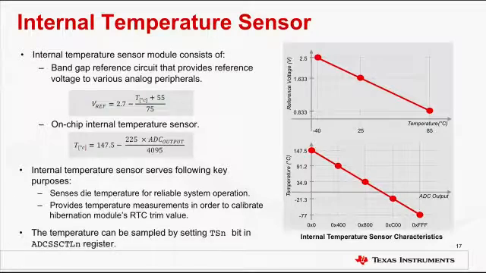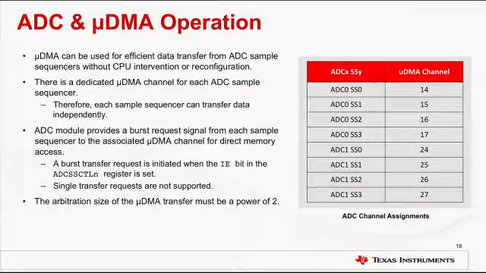The relation between the reference voltage and the die temperature is mathematically expressed by the first equation shown on the screen. In most applications, the internal temperature sensor can be used to provide a rough estimation of the die temperature. The relation between the temperature and ADC output code can be expressed mathematically using the second equation shown on the screen.